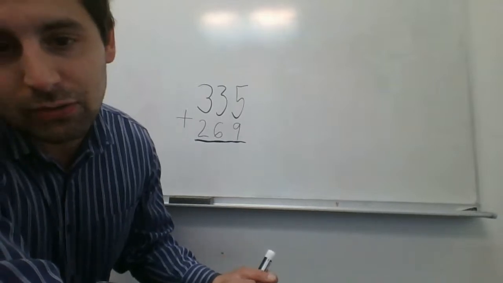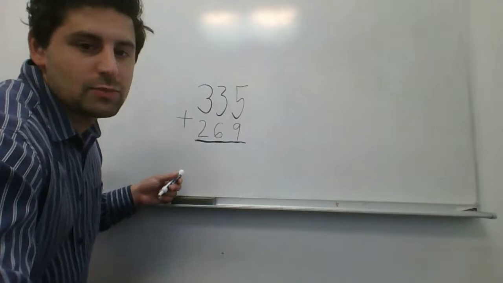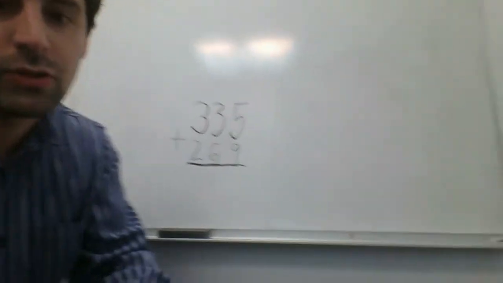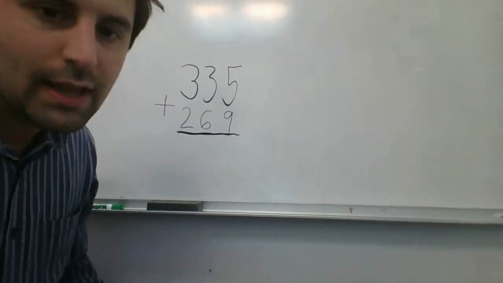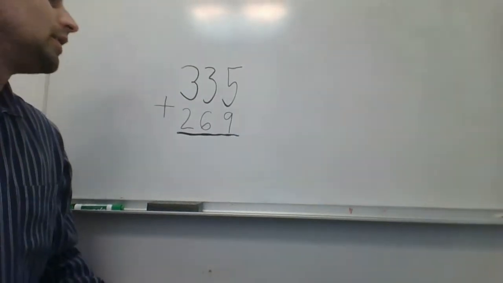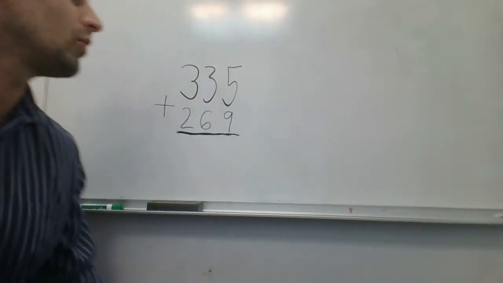Now, without further ado, let's get into it. So, first problem, 335 plus 269. We always start out by going all the way to the ones place.